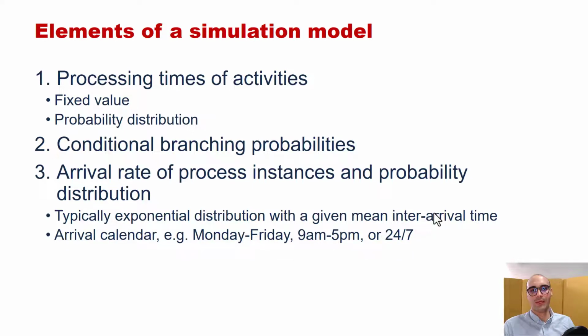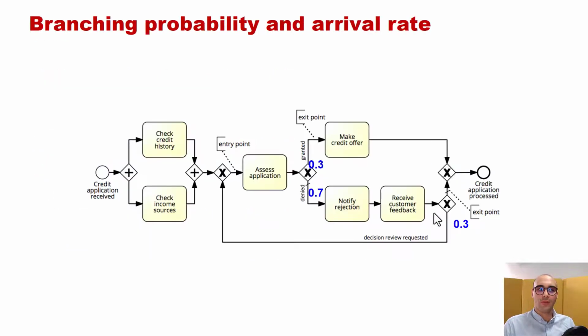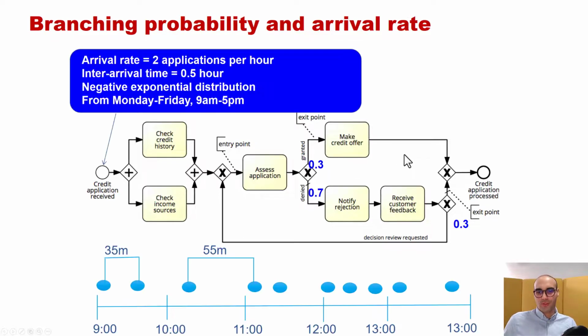The arrival rate can be calculated from the event log that you have inside your organization. For example, for our previous model, we can set the branching probability to be 30% of cases will get the offer and 70% of the cases will be rejected. From those 70% of cases, 30% will be reviewed and 70% will just be ended. So this is the branching probability.